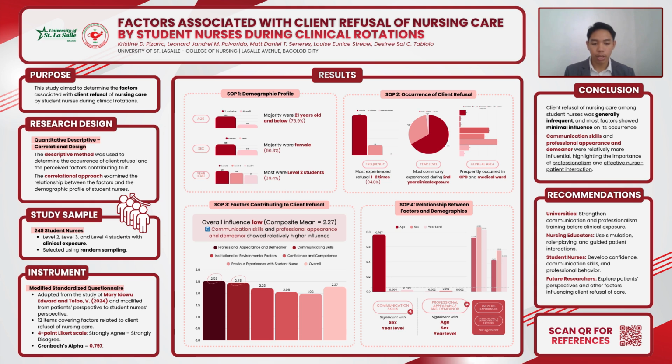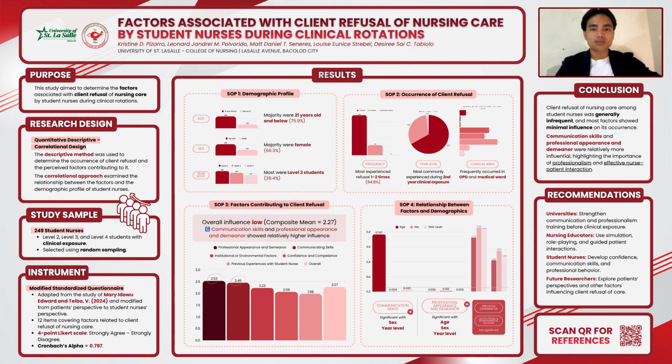The instrument consisted of 12 items covering factors related to client refusal of nursing care. A 4-point Likert scale was used, ranging from strongly agree to strongly disagree. To ensure reliability, the instrument underwent pilot testing and obtained a Cronbach's alpha of 0.797, indicating acceptable reliability.